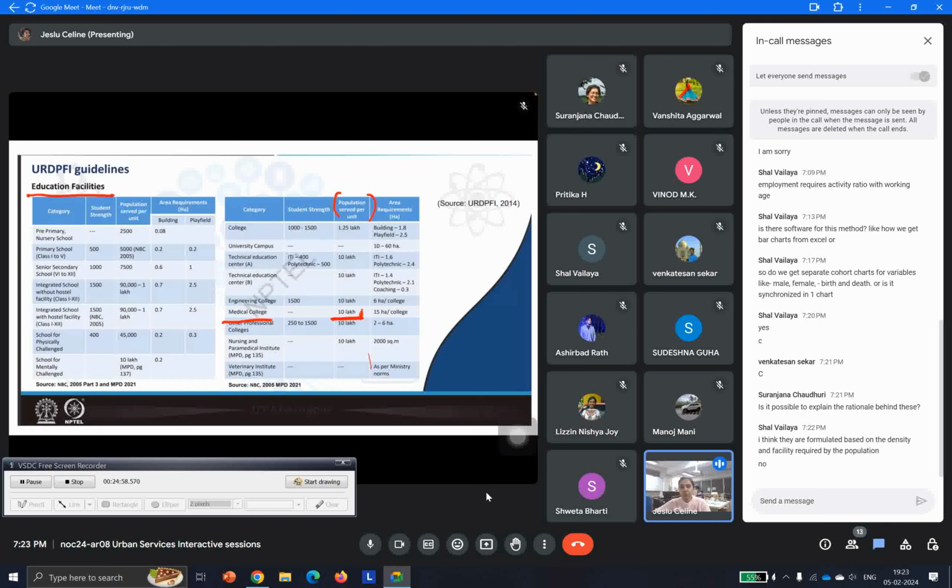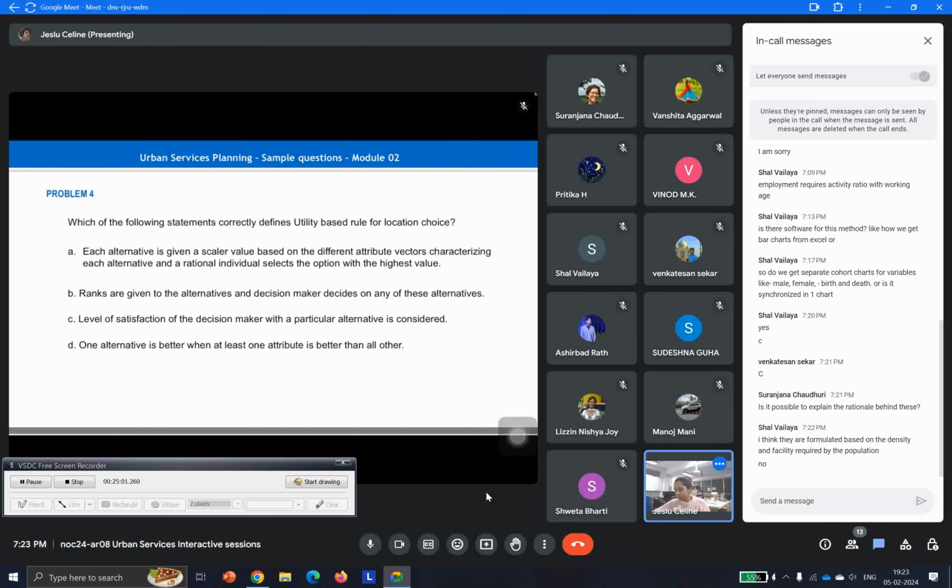Right. Let's proceed to the next question. Problem 4. Which of the following statements correctly defines utility-based rule for location choice? Option A, each alternative is given a scalar value based on the different attribute vectors characterizing each alternative, and a rational individual selects the option with the highest value. Option B, ranks are given to the alternatives and the decision maker decides on any of these alternatives. Option C, level of satisfaction of the decision maker with a particular alternative is considered. Option D, one alternative is better when at least one attribute is better than all others.